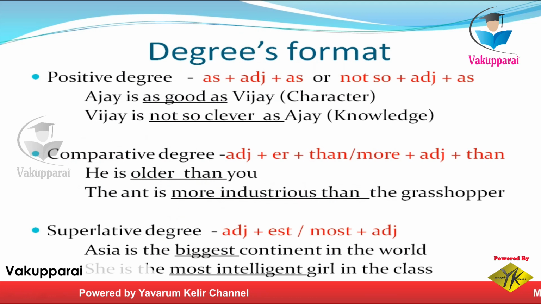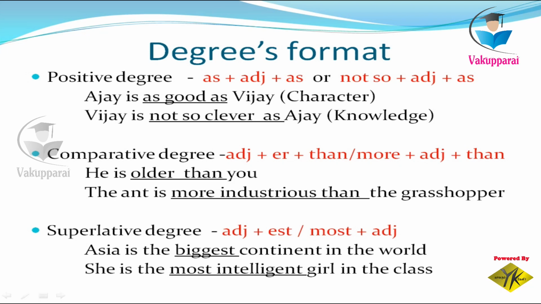This slide shows the degrees format. Here I mentioned the format of degrees for your better comprehension. I am sure that it will definitely help you to write or change in your examinations. We can also call these formats variation of adjectives or variation of adverbs. The format of positive degree is as plus adjective plus as, or not so plus adjective plus as. If the sentence is negative, we have to use so instead of as.